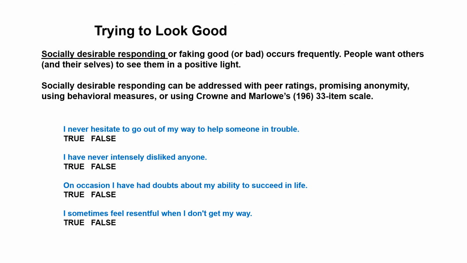It can be adjusted with peer ratings and promises of anonymity. This is why you have to make sure when they're given the surveys that the participants know that their responses are completely anonymous. It will not be tied to them. Another way is including behavioral measures, though you can't do that with surveys. There are other things like 33 item scales. You're not going to be using that in here, but there are ways that you can address this. Just be aware it is difficult to do.